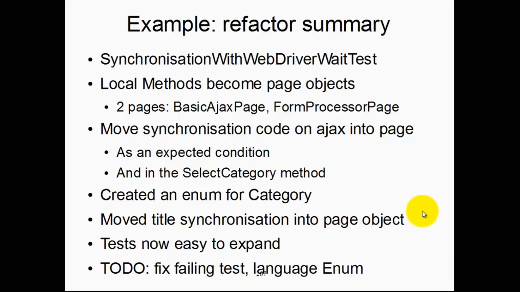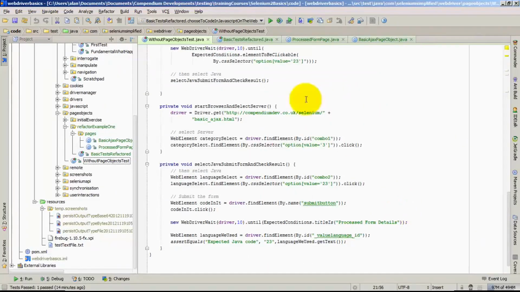And we have a failing test. You saw that, so that's going to be one of the exercises. And we didn't finish turning the language into an enum, so that's something that you're going to do too. So let's have a quick look through the code to remind ourselves.